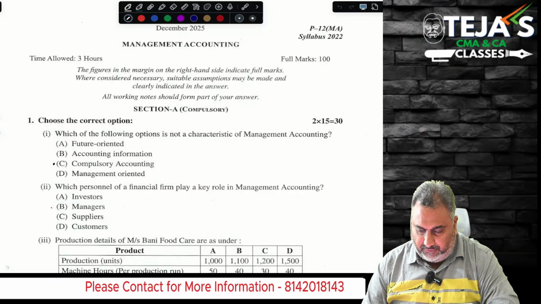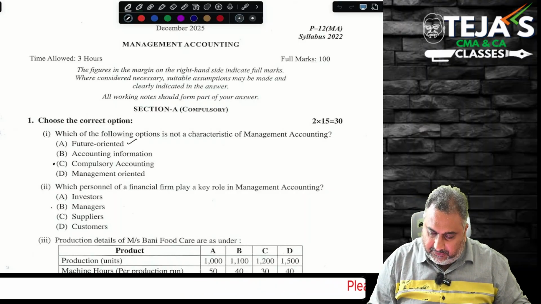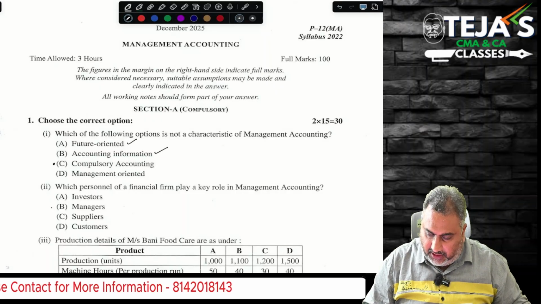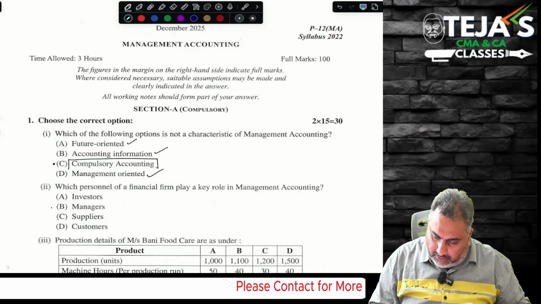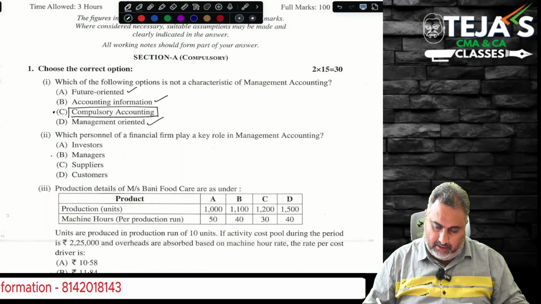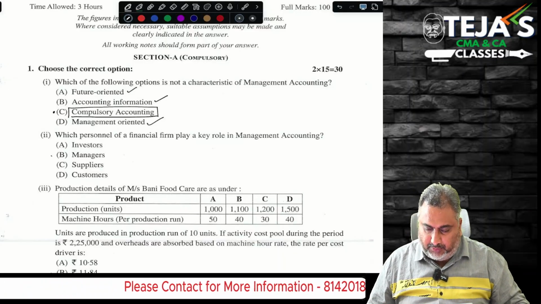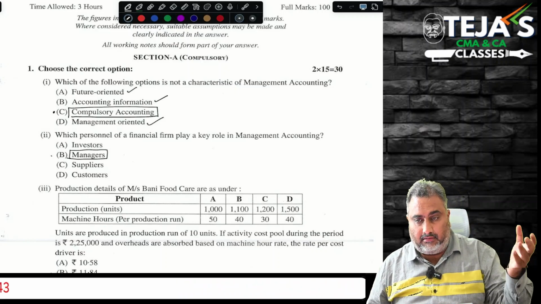Which of the following options is not a characteristic of management accounting? It is definitely future oriented, it includes accounting information, and it is management oriented. It is not compulsory accounting. It's not mandatory. And which personal or financial forms play a key role in management accounting? Definitely nothing else other than managers.